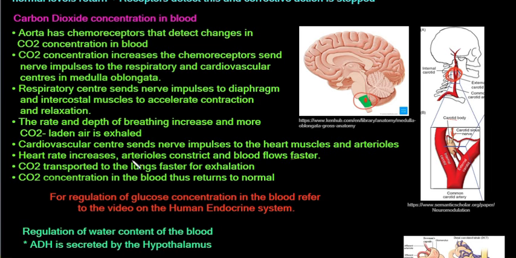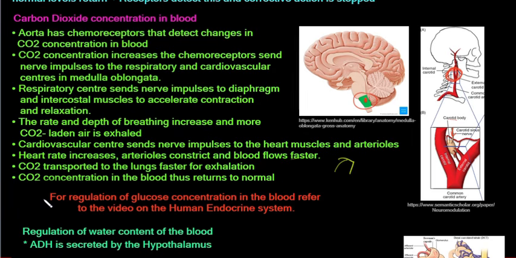So the respiratory and the cardiovascular centers work together, and that's basically just to increase the rate of breathing and increase the heart rate, so that you can get more oxygen in as your breathing rate increases and as your heart rate increases, to get the oxygen in the blood faster and distribute it through the whole body, and to get that carbon dioxide out through exhalation. So that is carbon dioxide concentration in the blood.